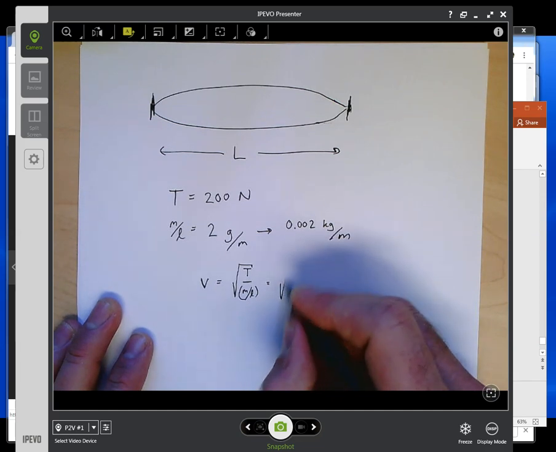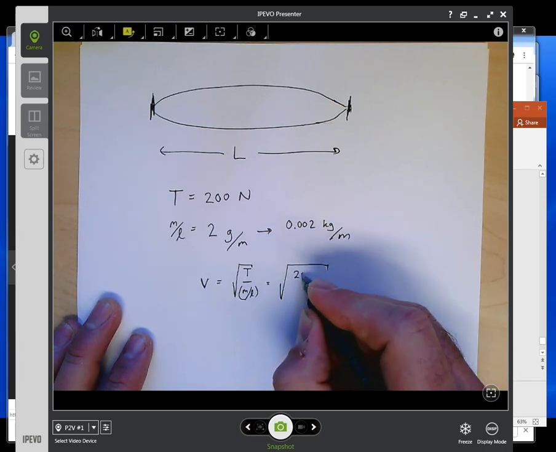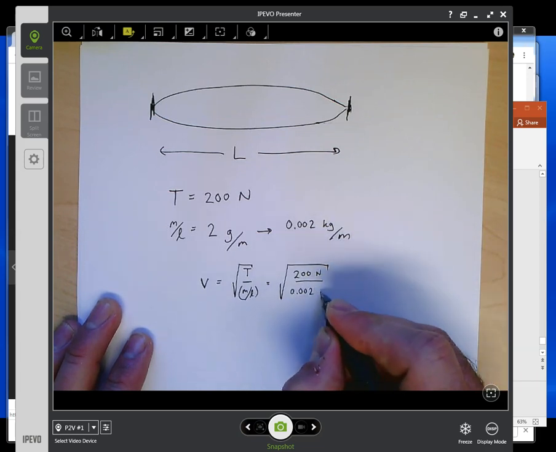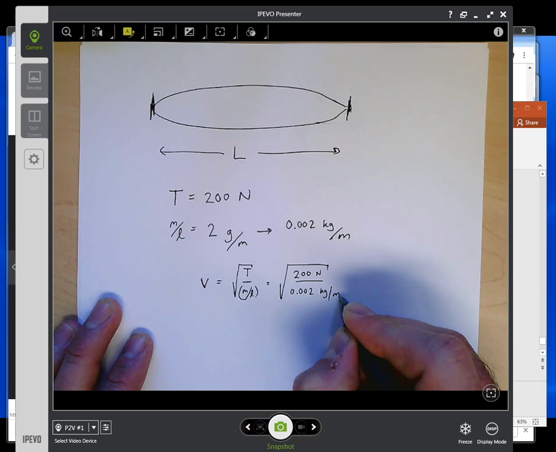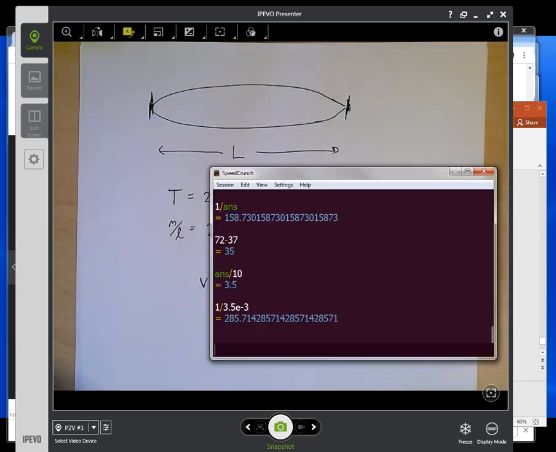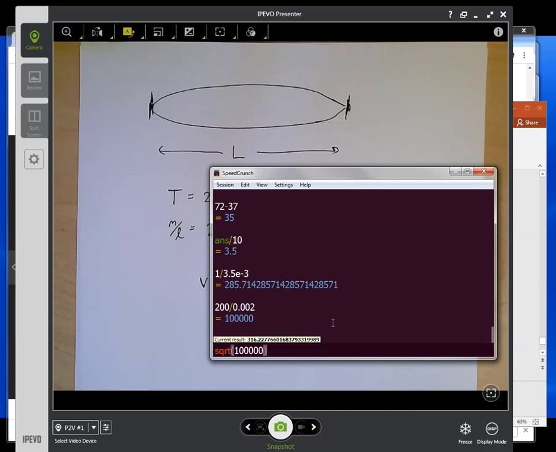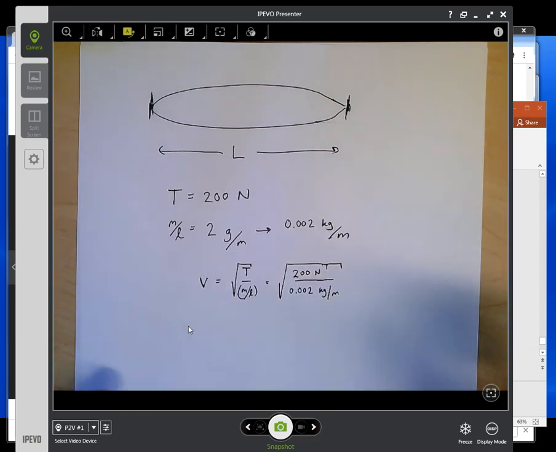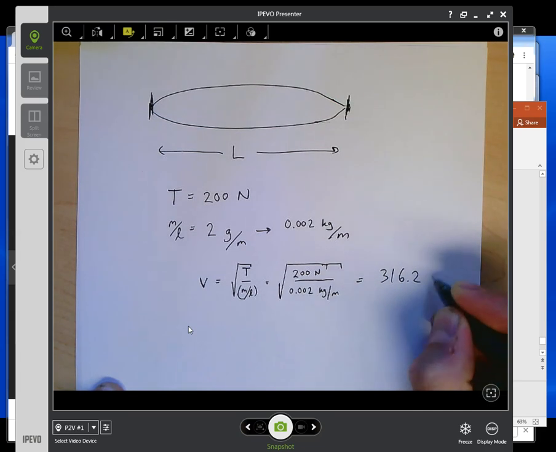So here, newtons is the SI unit of force, and the mass per unit length is 0.002 kilograms per meter. This is all under the square root here. And if we just plug in these numbers, 200 divided by 0.002, we get 100,000. If I take the square root of 100,000, I get 316.2. So we'll say that this is going to be 316.2 meters per second.